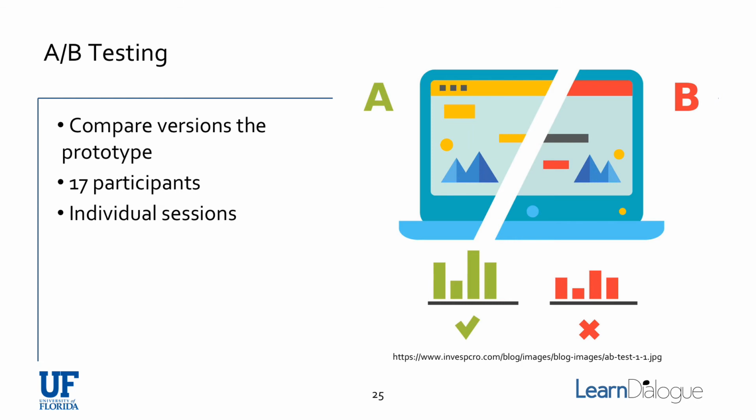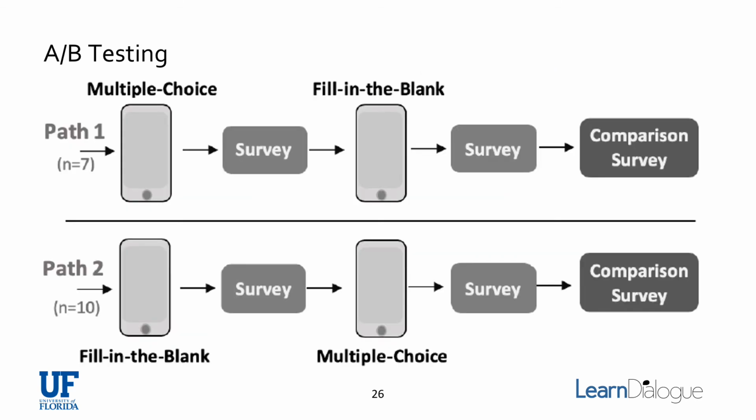A/B testing was used to compare the identical versions of the applications that differ by question type. In total, there were 17 participants, with 3 being from CS0 and 14 from CS2. Just like the Think Aloud user study, all participants had individual sessions with the investigator. As mentioned earlier, we used a within subjects design for the A/B testing. This means that all participants used both applications.